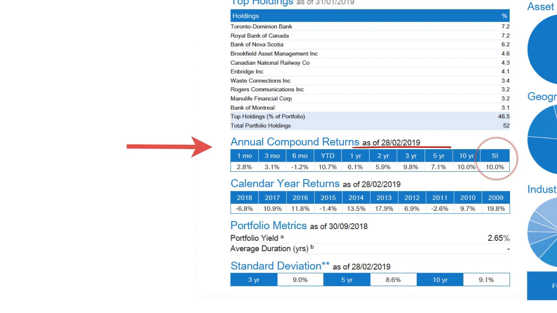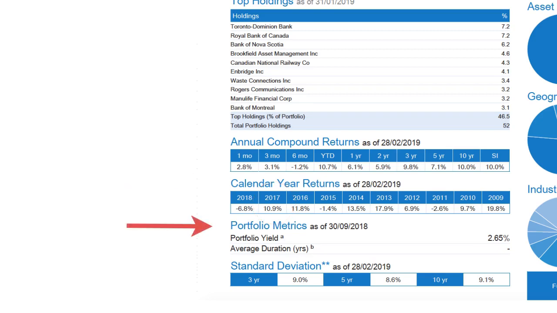Had you bought the fund back then you would have earned on average an annual rate of return of 10% per year. Calendar year returns, however, are different. They're specific to that particular year. So if you had owned this particular fund for every day of 2017, you would have earned 10.9%.